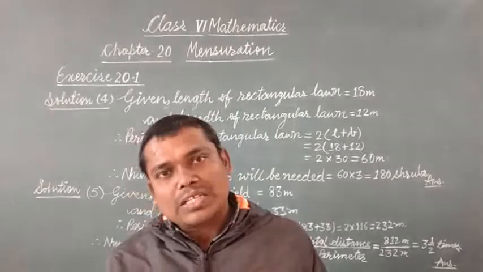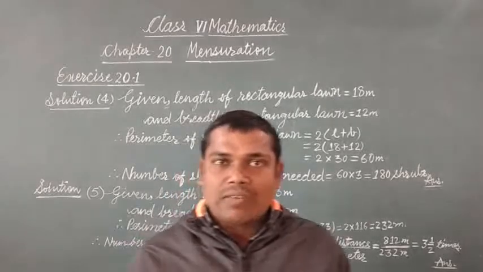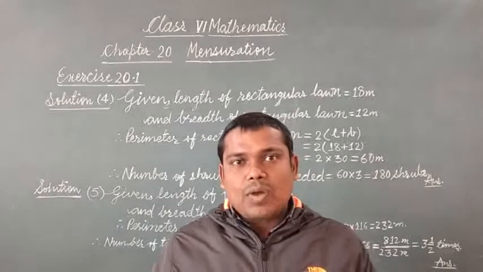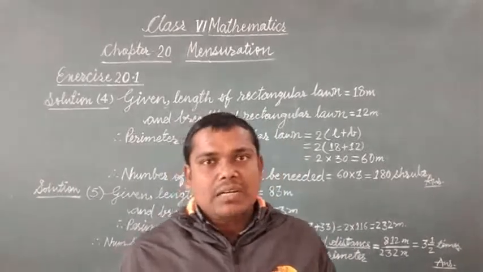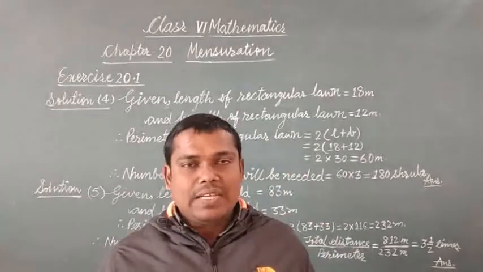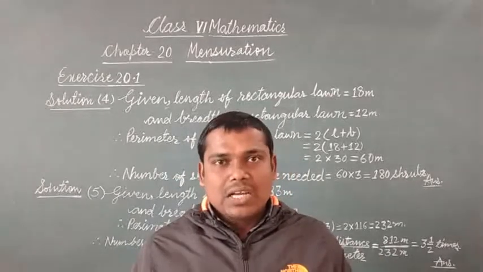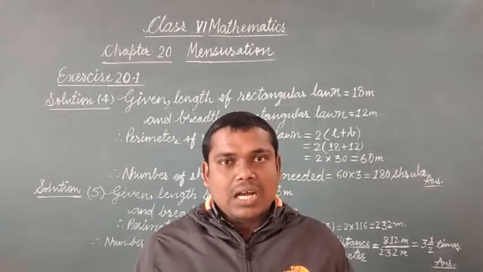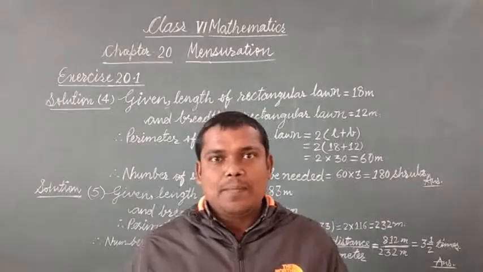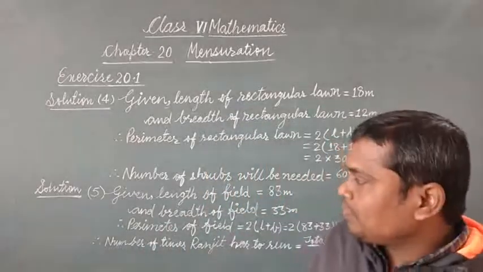This kind of problem you can solve using perimeter. First of all, you will calculate the perimeter of the field. The perimeter of the field will be the distance covered by Ranjit in one round. And here the total distance given is 812 meter. So, how many rounds he will run, or how many times he will run around the field, you can get when you divide the total distance given by the perimeter of the field. So, see the solution here.